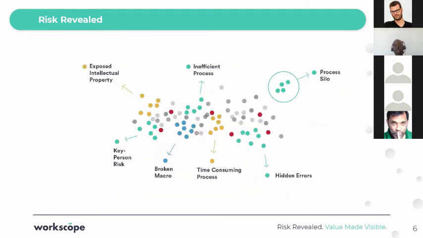So in terms of risks revealed, these are the typical risks that are associated with spreadsheets. We have issues such as key person risk. You may have one or two really good developers building all your macro spreadsheets or really good at writing formulas, and the rest of the team just use these spreadsheets. Or typically you may just have errors in your spreadsheets.